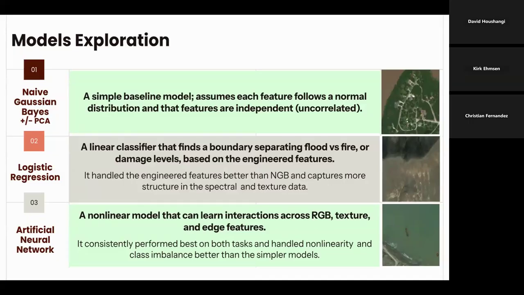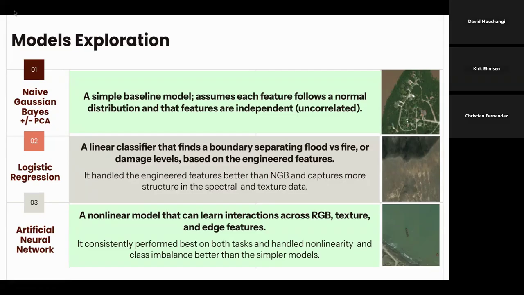The first model was a naive Gaussian Bayes model with or without principal component analysis. And we really considered this just a very simple baseline model. Distinctive about NGB is that it assumes each feature follows a normal distribution and that the features are uncorrelated.